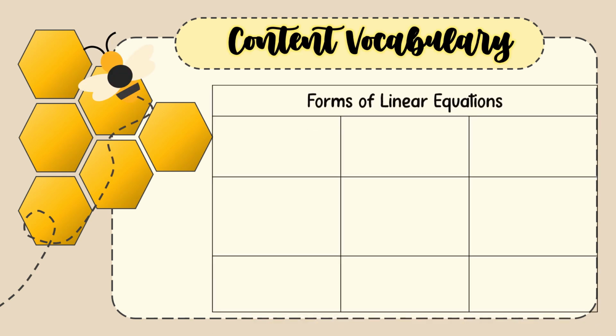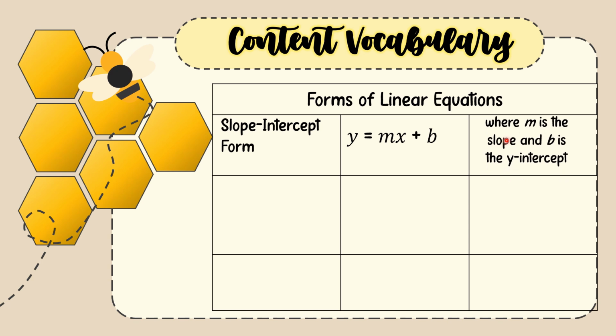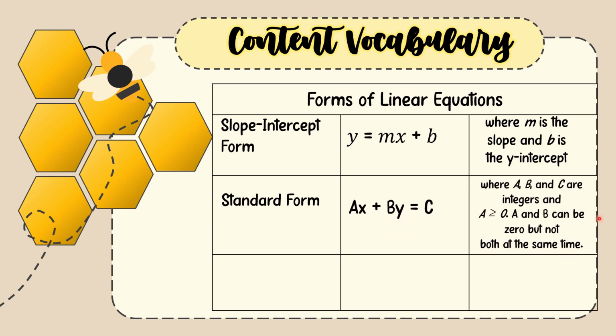So we have here the forms of linear equations. The first one is the slope-intercept form, which is y = mx + b, where m is the slope and b is the y-intercept. The next one is the standard form, which is ax + by = c, where a, b, and c are integers and a is greater than or equal to 0. A and b can be 0, but not both at the same time.